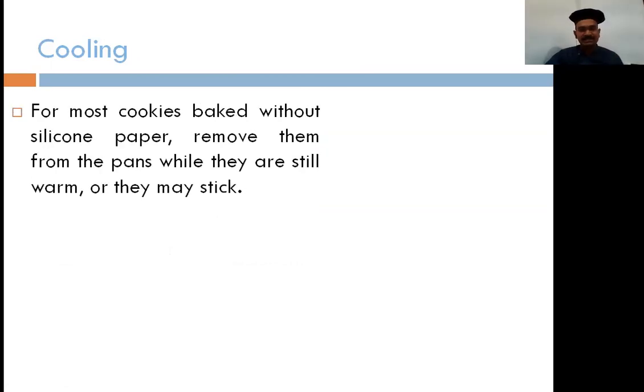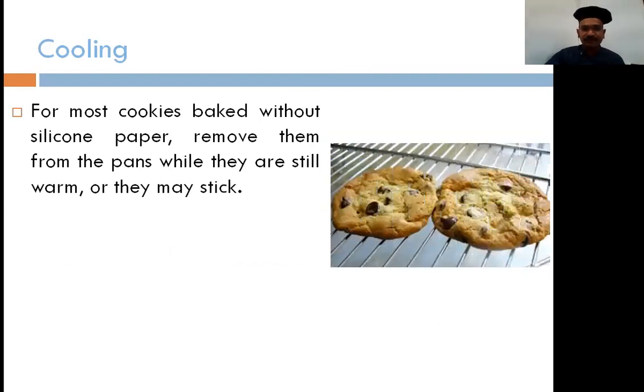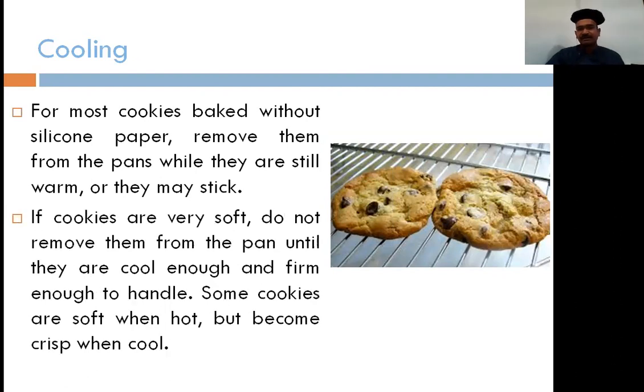The third and last segment is how do you cool a cookie? For most cookies baked without silicone paper, remove them from the pan and put them on a wire rack while they are still warm. As they cool, they get the required texture that you are looking for. It is okay if the cookies are very soft. Do not remove them from the pan until they are cool enough and firm enough to handle. Some cookies are soft when hot, but they become crispy when they cool. Okay, very important.